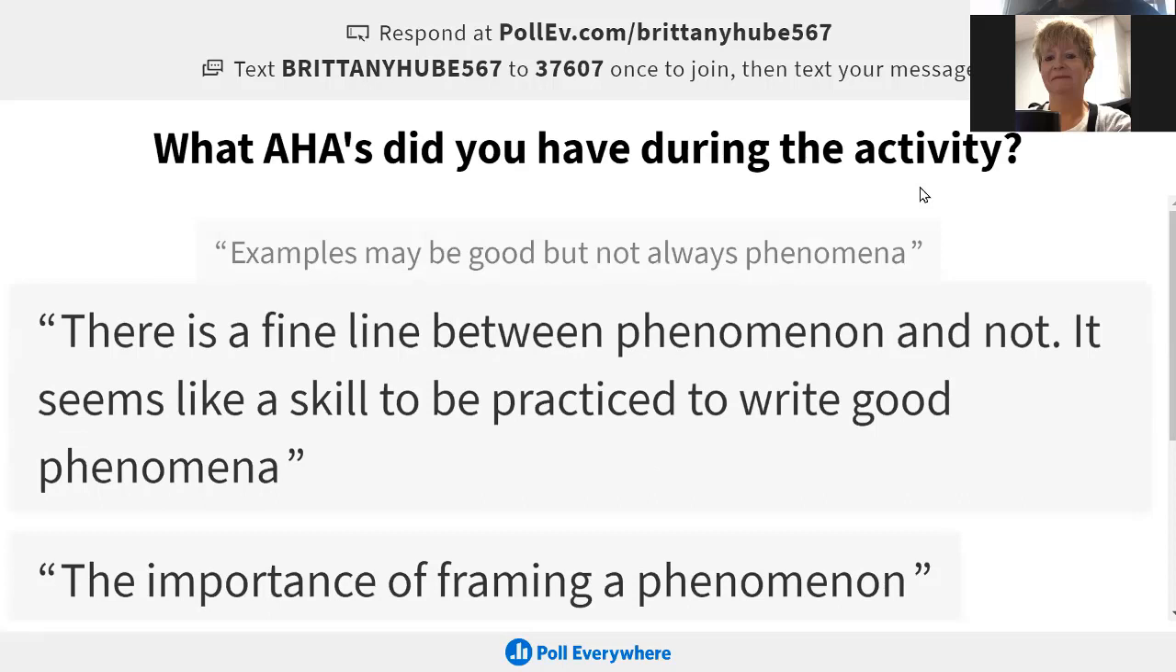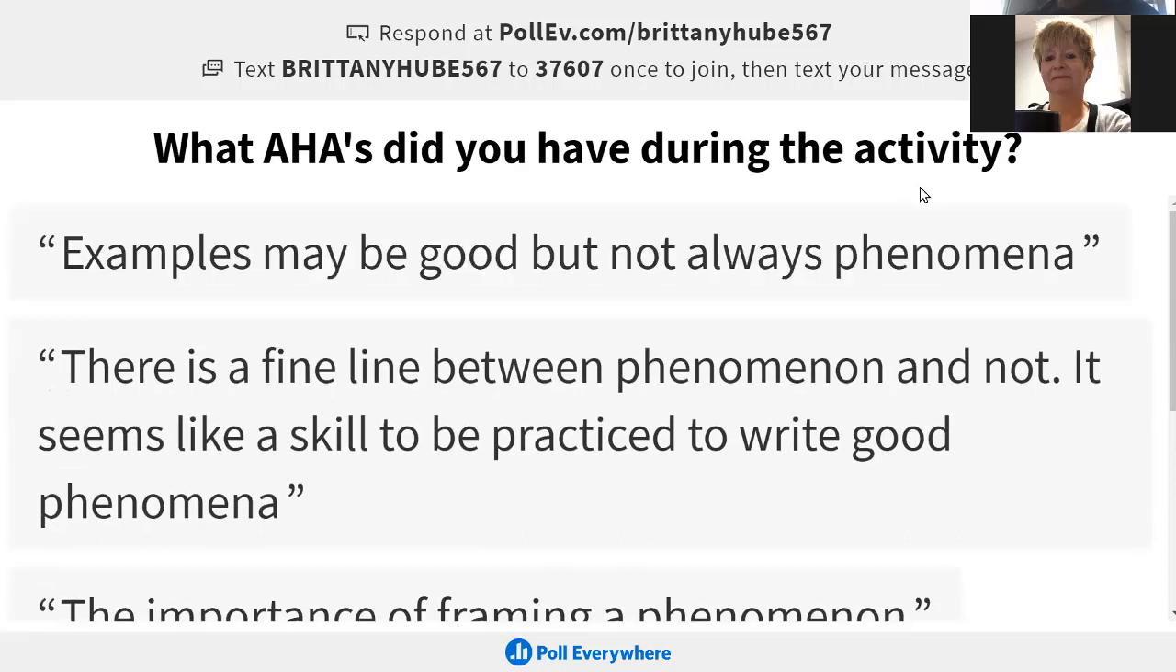Yes, it definitely is a skill to write good phenomena. And I will say that I understand that as a teacher, we don't really have the time to do that. And so today we're really going to focus on analyzing developed units to determine if they do have a good phenomenon or not, and then how to make a few adjustments to improve those if they're not good.